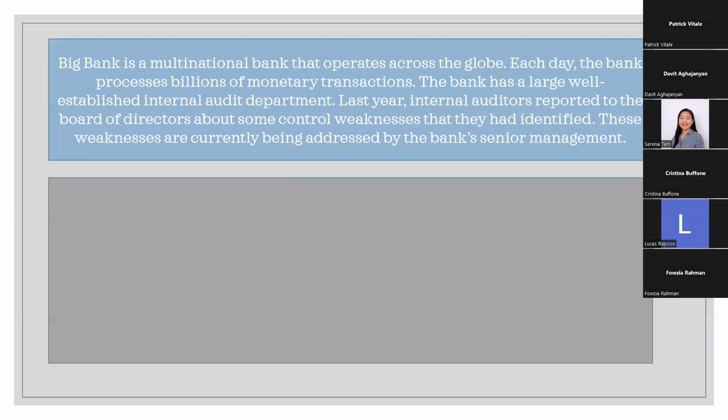Okay, so here it says the bank processed billions of monetary transactions. So there's a lot of transactions. Usually when it's very automated, and then you have something that's billions of monetary transactions, can we do substantive? Exactly. So Serena says because they have control weaknesses. So we can't.